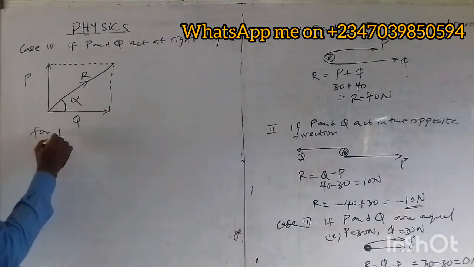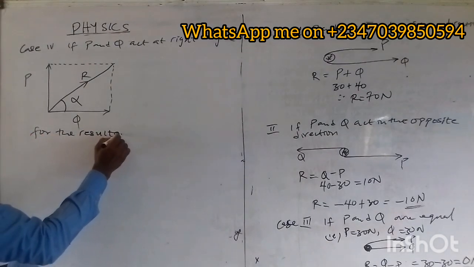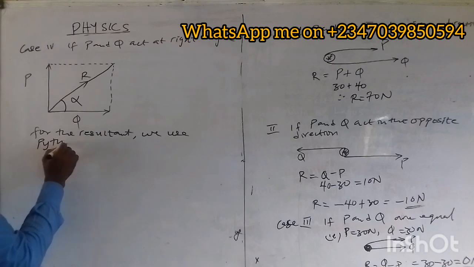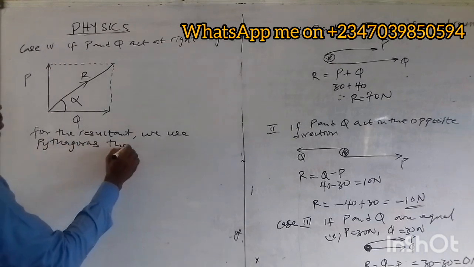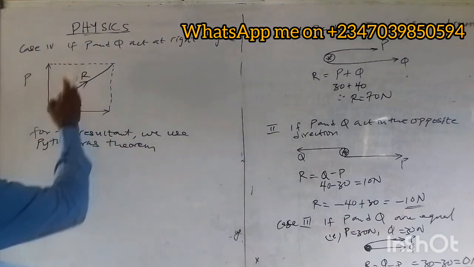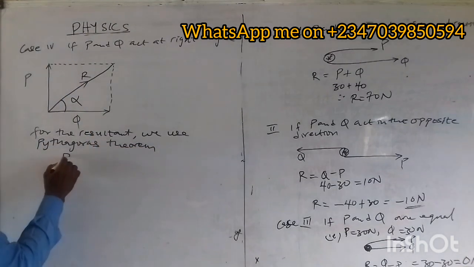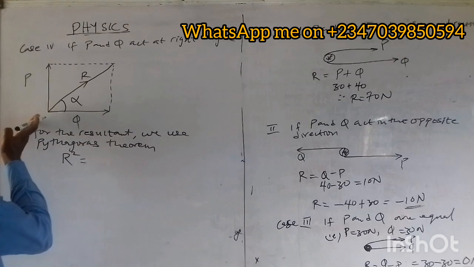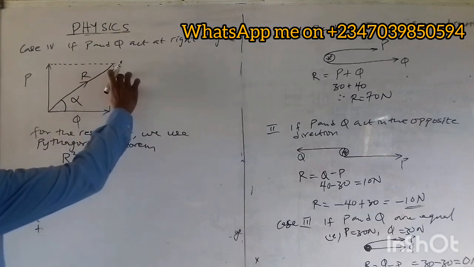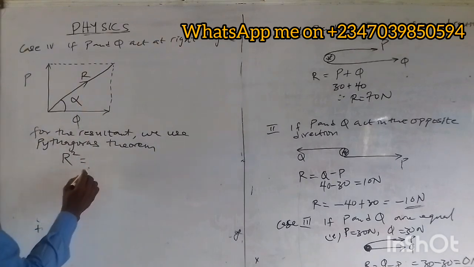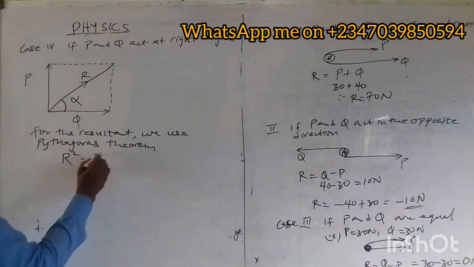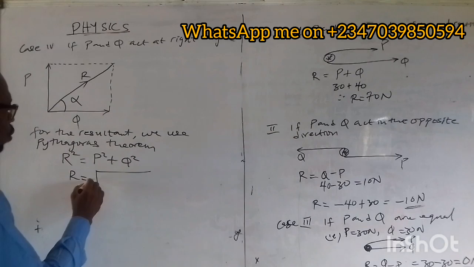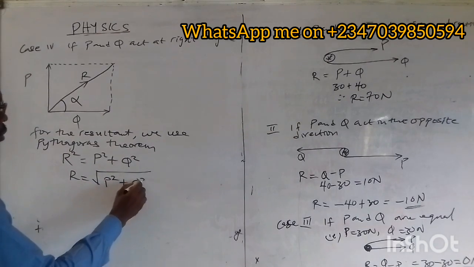Now, for the resultant, we use Pythagoras theorem. By Pythagoras, we have that R squared, and of course, we will now have this angle here. This is the hypotenuse, and then of course, we'll have the opposite here. So we have this side and this side. So R squared is equal to this side, which is P squared plus Q squared. So R itself will now give us the square root of P squared plus Q squared.